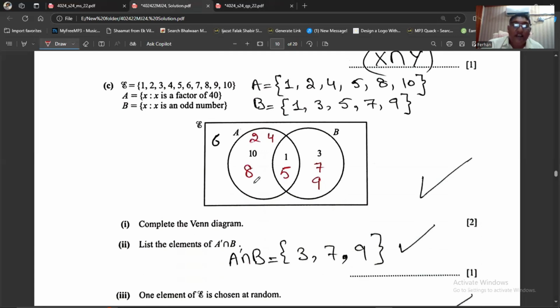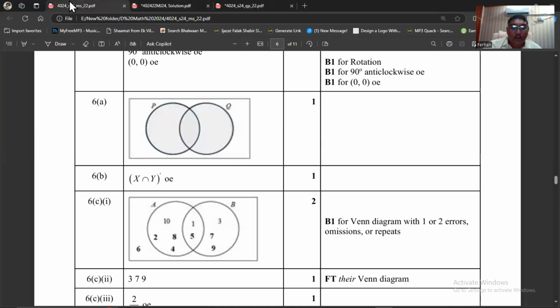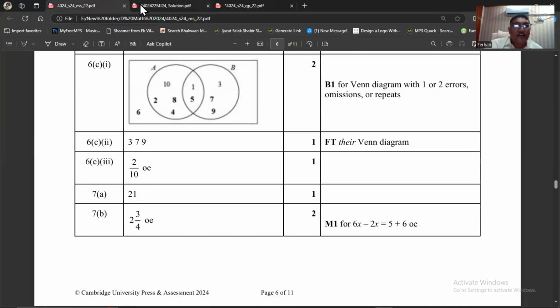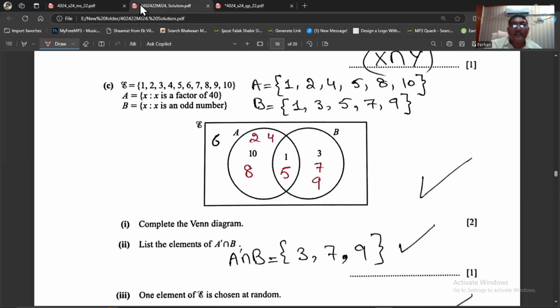And only in A are 2, 4, 10, and 8. And only in B are 3, 7, and 9. And you can see the 6 is neither in A nor in B, so we will write the 6 here. So this is how you will complete the Venn diagram. You can see from the marking scheme that our answer is right. So this is how you do question number C and its first part.